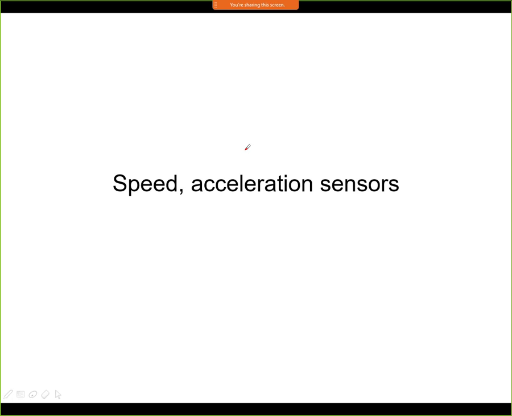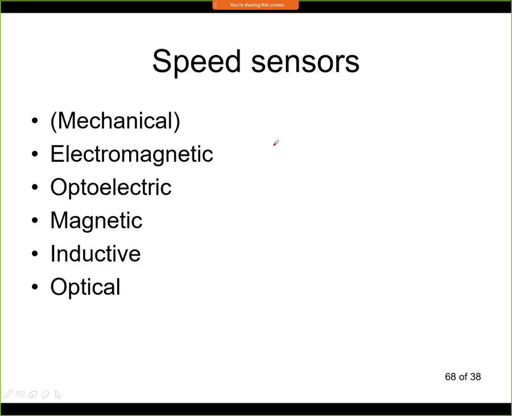Now you will see that the speed sensors will in some cases be very similar to the proximity sensors. In fact, it's the same group of sensors. For example, this inductive sensor will work in exactly the same way as the proximity inductive sensor you've just seen. The other sensors will be a little bit different, but in most cases we can also use a proximity sensor as a speed sensor. I will not be talking about the mechanical sensor at all.